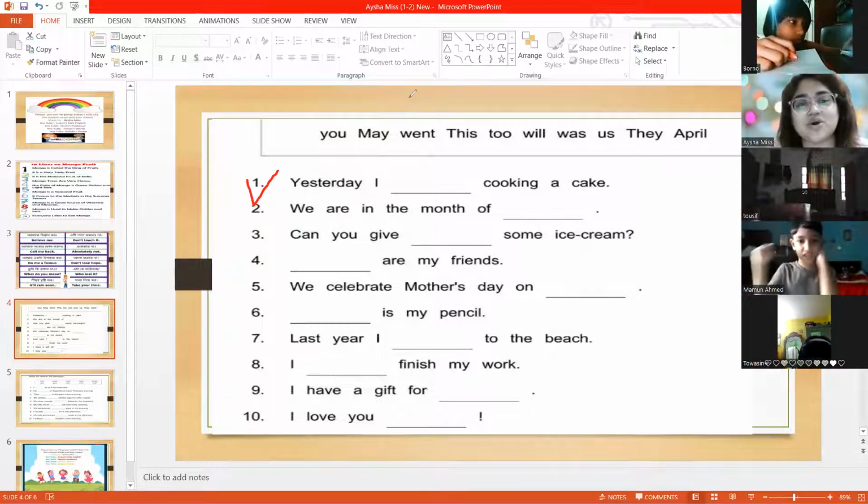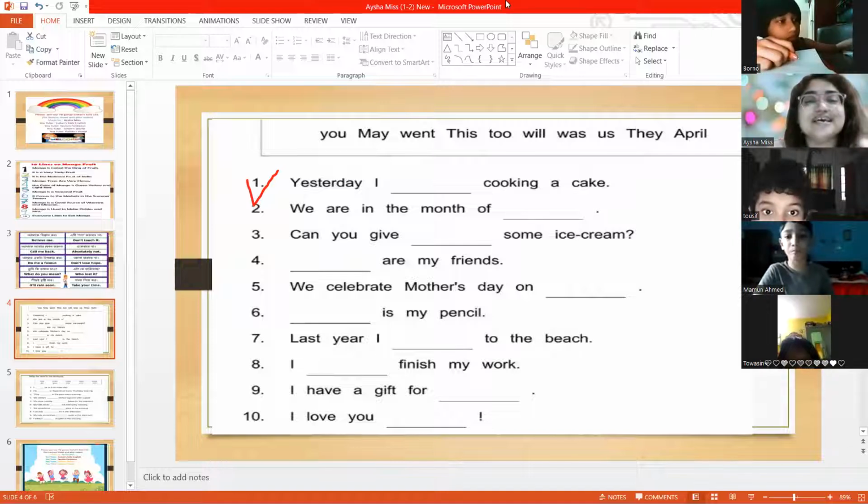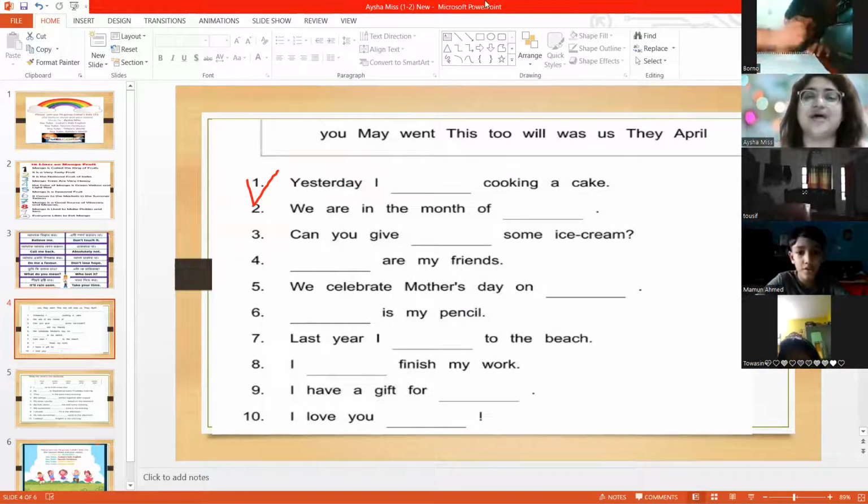I'm going to mute all of you because sometimes there is lots of screaming. Our mom is screaming, sometimes our father screams. So all the things are recording here. So I am going to mute again.